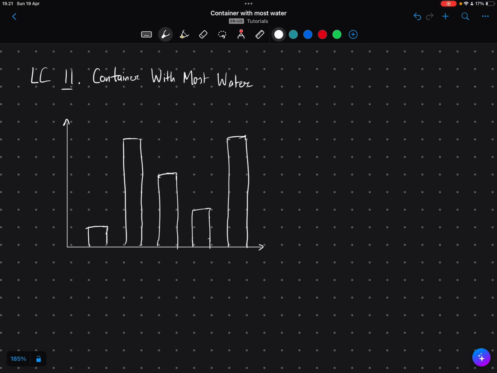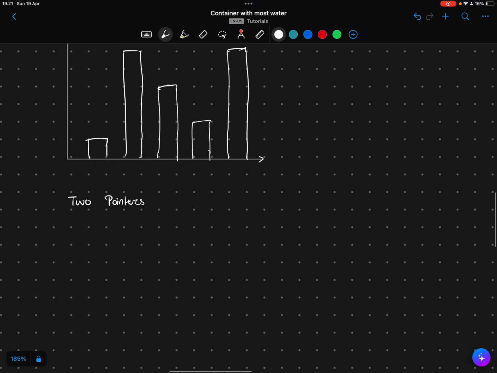Hey guys, today we'll be doing LeetCode number 11, Container With Most Water. This is a medium question, and the technique that we use for this is called two pointers. I'll go over what two pointers are briefly.